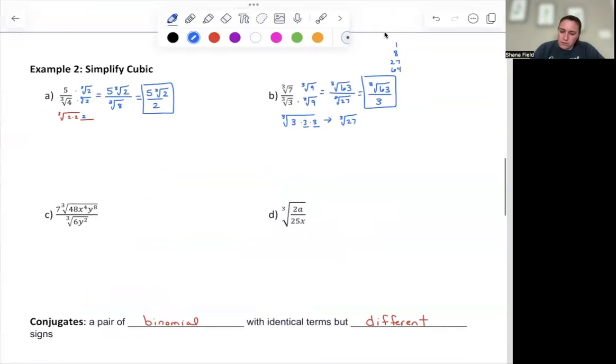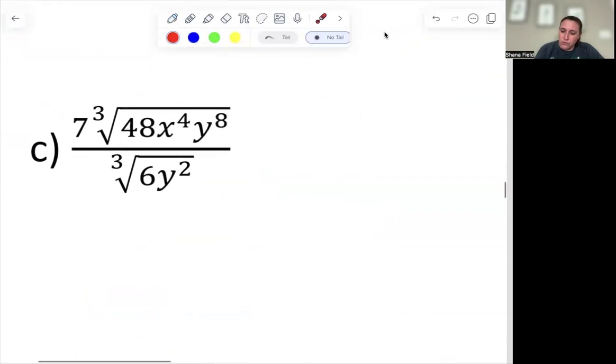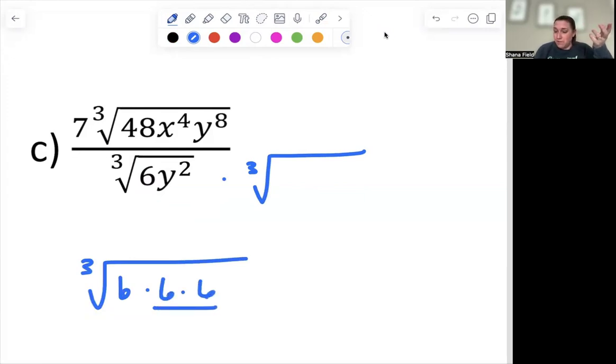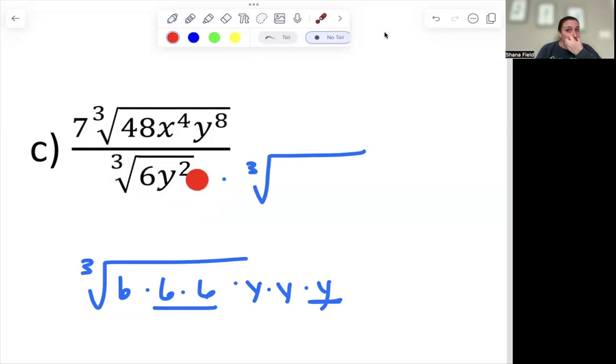All right, let's take a look at C. Again, I need to get to a perfect cube. I've got a 6. I'm going to need 2 more 6s. So I'll put it on the bottom here. I would need a 6, and then 2 more 6s to get to my cube root. When I look at the y's, I've got 2 y's. I'm going to need 1 more y as well.